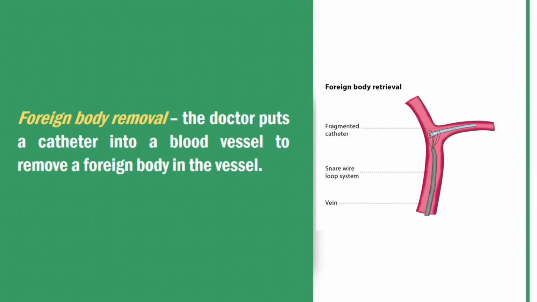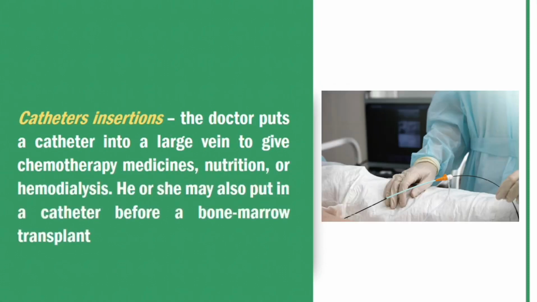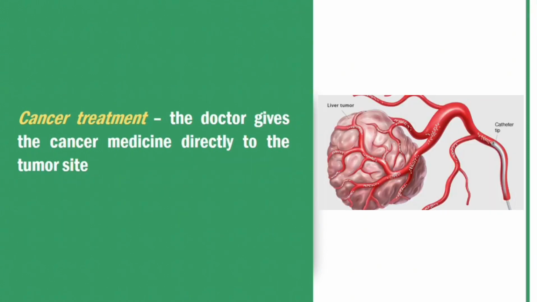The doctor puts a catheter into a blood vessel to remove a foreign body in the vessel. Then, catheter insertions. The doctor puts a catheter into a large vein to give chemotherapy, medicines, nutrition, or hemodialysis. He or she may also put in a catheter before a bone marrow transplant. Lastly, the cancer treatment. The doctors give the cancer medicine directly to the tumor site.